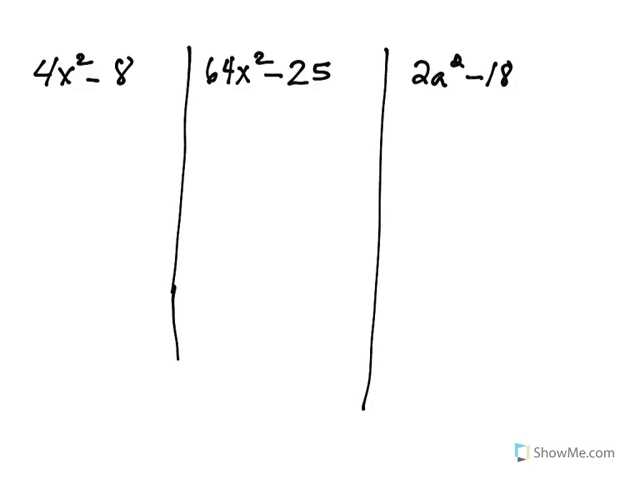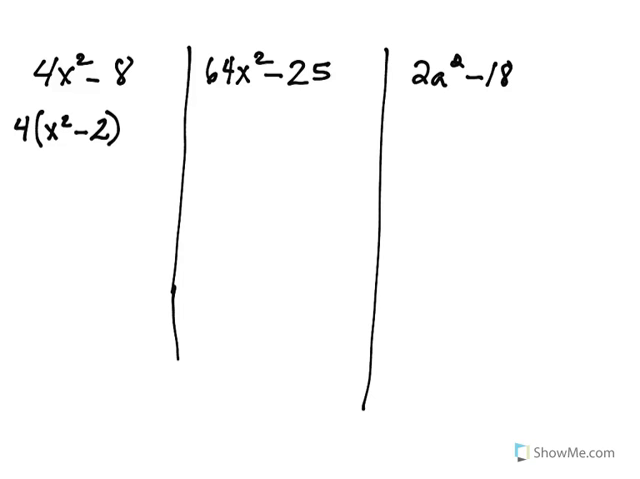Okay, so we have 4x squared minus 8. So we're factoring binomials right now. So we look at this binomial, and remember you should always see if there's a greatest common factor. So here the common factor is a 4. So I'm going to factor out 4. So I get x squared minus 2.